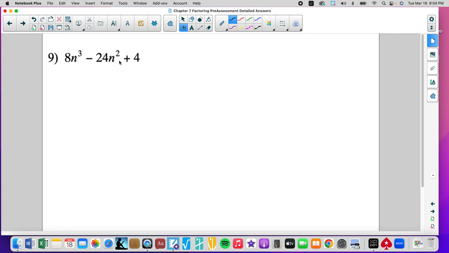8n to the third, negative 24n plus 4. We can take out a 4. Can't take an 8 out because we can't take an 8 from 4. So our largest number that can be divided into each of these three terms is 4. So 2n to the third minus 6n squared plus 1.